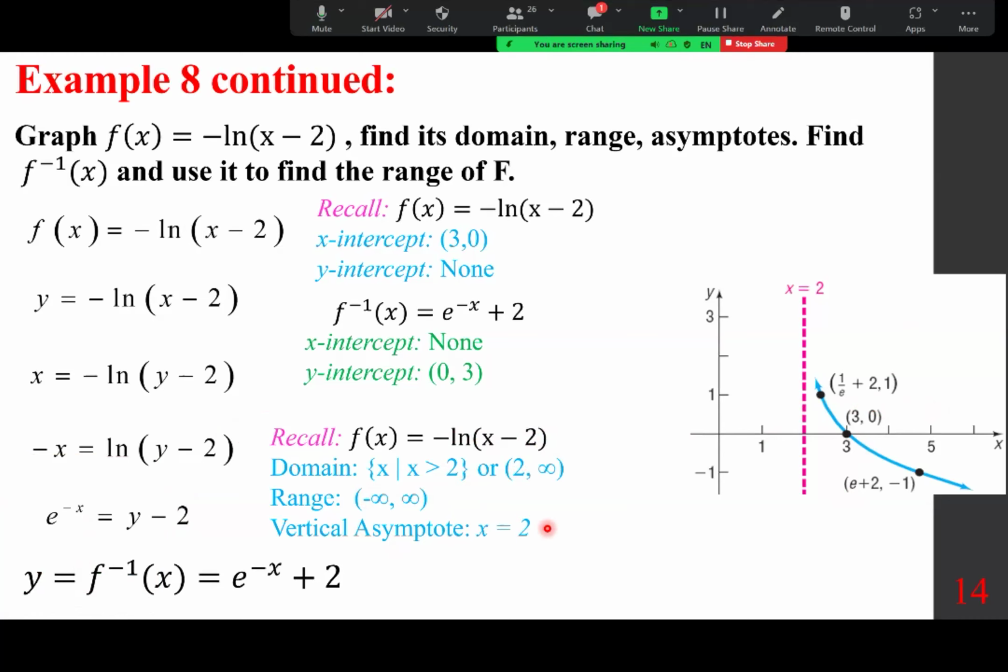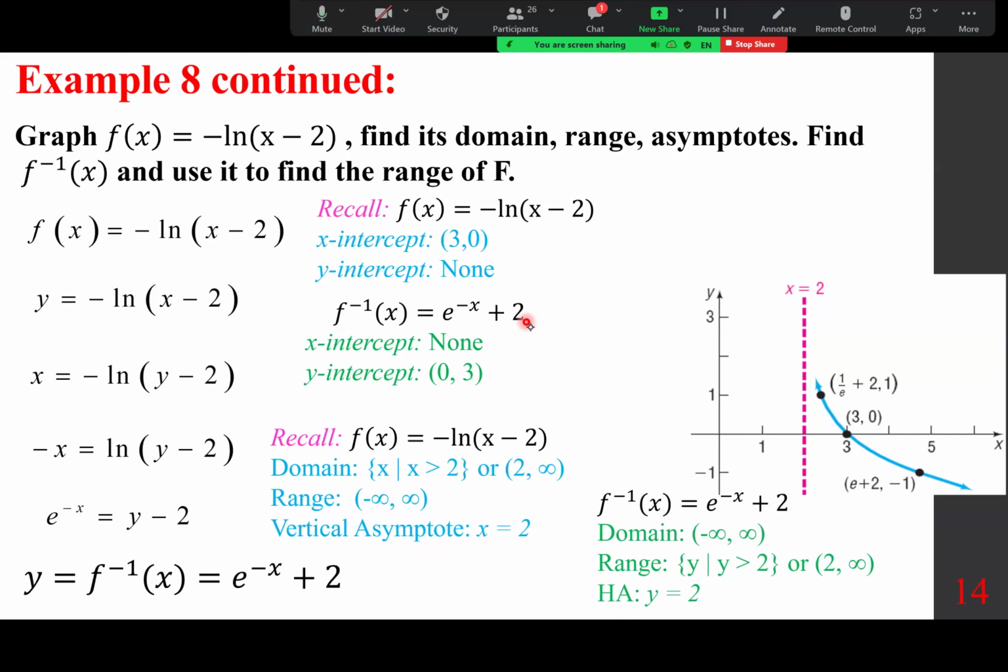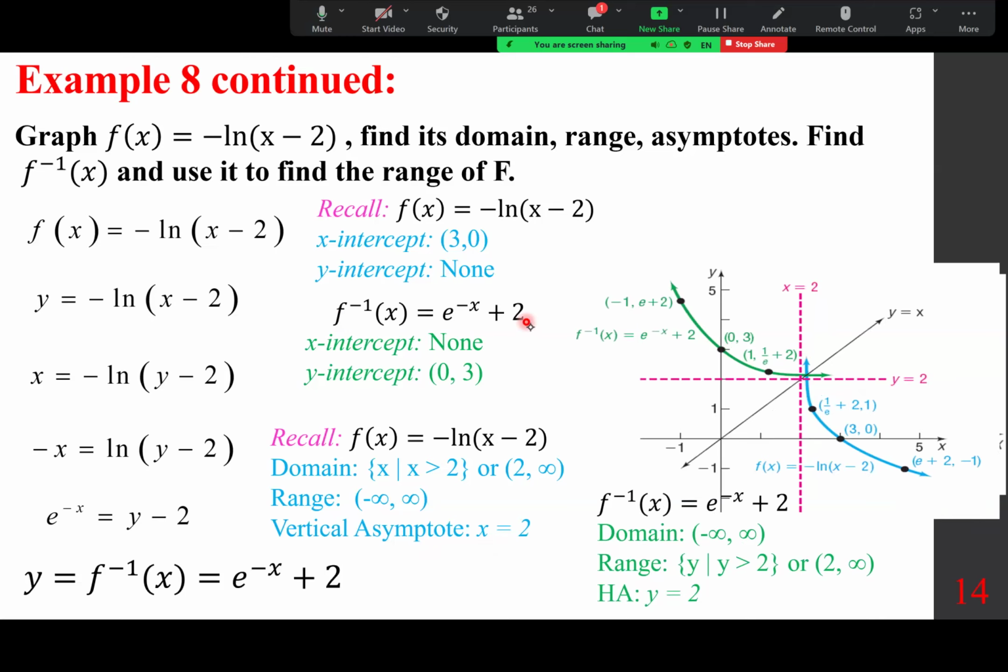Let's see how it translates for this guy. According to this, if the domain is 2 to infinity, for this one, range must be 2 to infinity. If the range is negative to positive infinity, the domain for this function must be negative to positive infinity. If the vertical asymptote is x equals 2, for this function, the horizontal asymptote is y equals 2. So that's what we get. So it's pretty straightforward, everybody. And here's the graph.